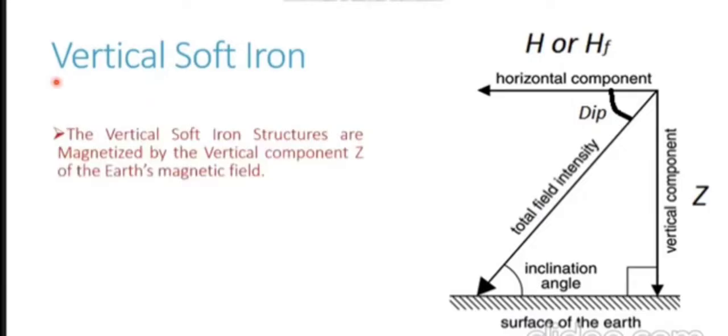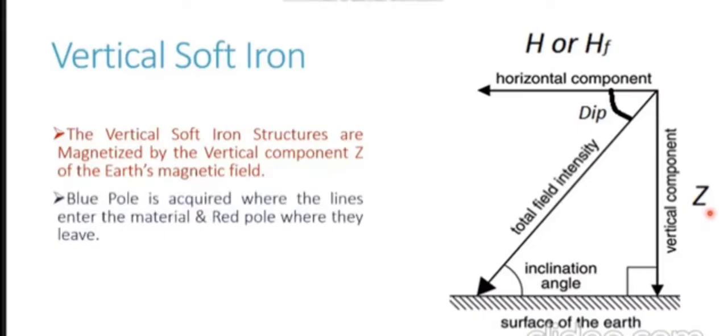Let's now move into the vertical soft iron, or VSI. Just as the HSI, horizontal soft iron on board, was induced by the H or HF component of the Earth's magnetic field, exactly in the same way, the vertical soft iron or VSI on board is magnetized by the vertical component of the Earth's magnetic field. The vertical component is represented by Z.